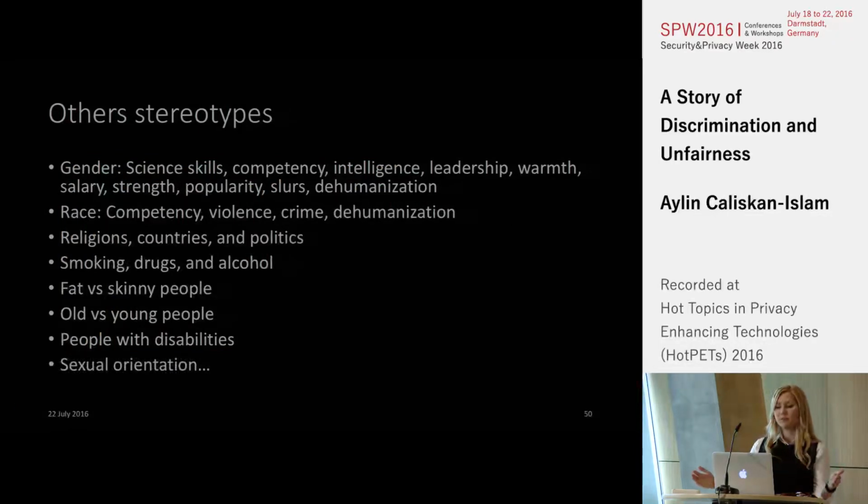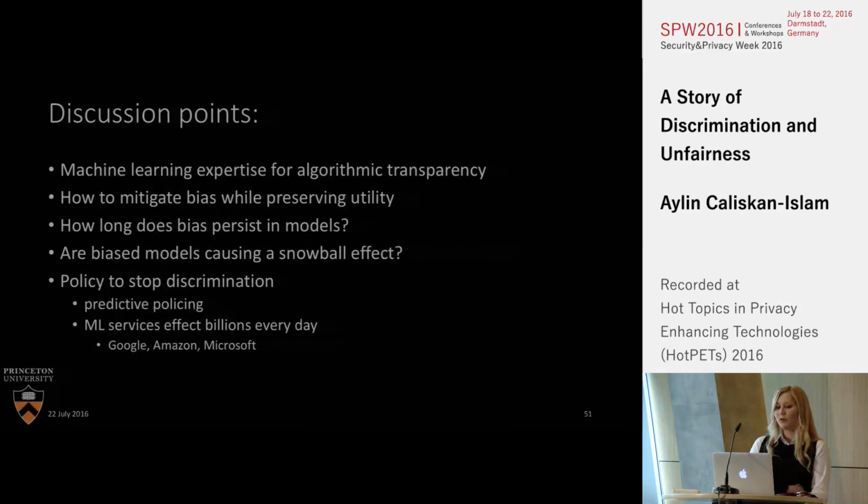Since I have 15 minutes, I cannot go over all of these, but the types of societal stereotypes we can think of are, for example, for gender, there are things like science skill and competency, intelligence, leadership, warmth, salary, strength, popularity, slurs, dehumanization. And race, again, we have competency, being violent, crime, dehumanization. We have religions, countries, and politics, and stereotypes for them. Then stereotypes for smoking, drugs, and alcohol, fat versus skinny people, old and young people, people with disabilities, and sexual orientation. And this leaves us with many open problems in this area.